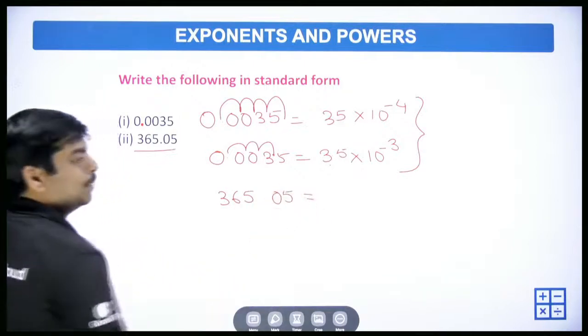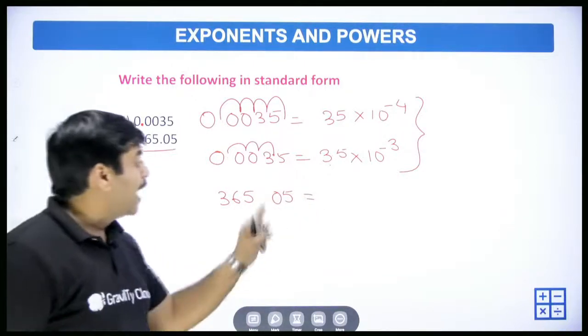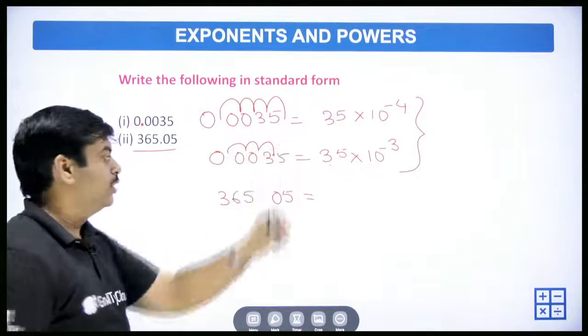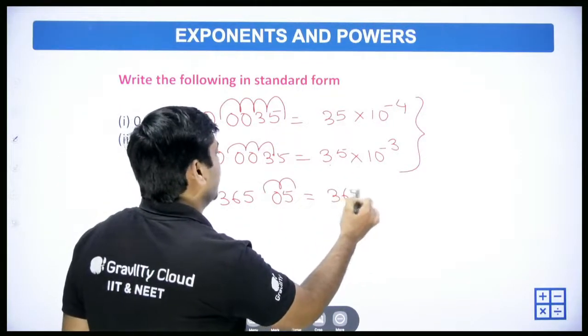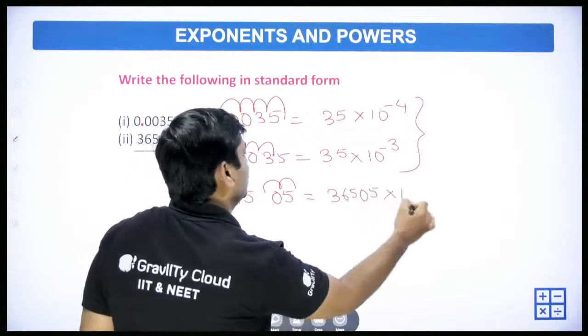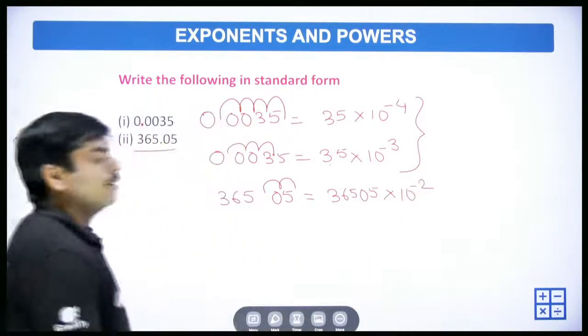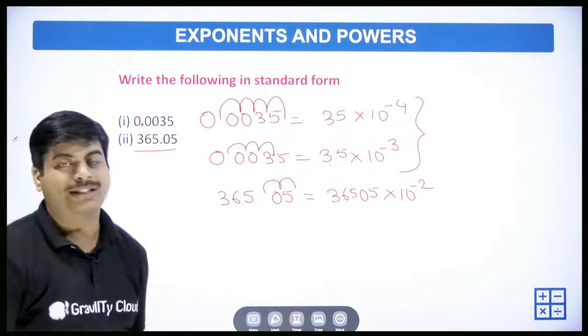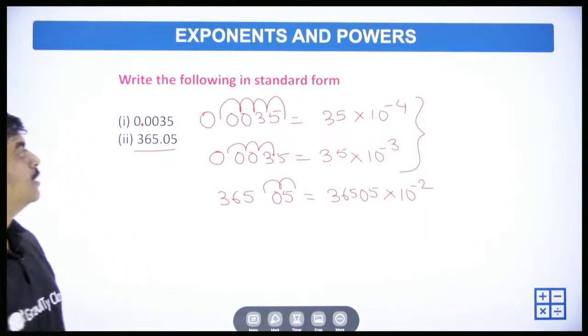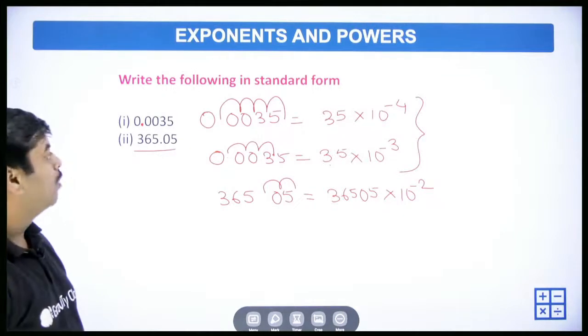365.05. We have 2 places. We need to shift that decimal to the next 2 places. So 36505 into 10 power minus 2. Okay, so that is how you can try to write that in the standard format.